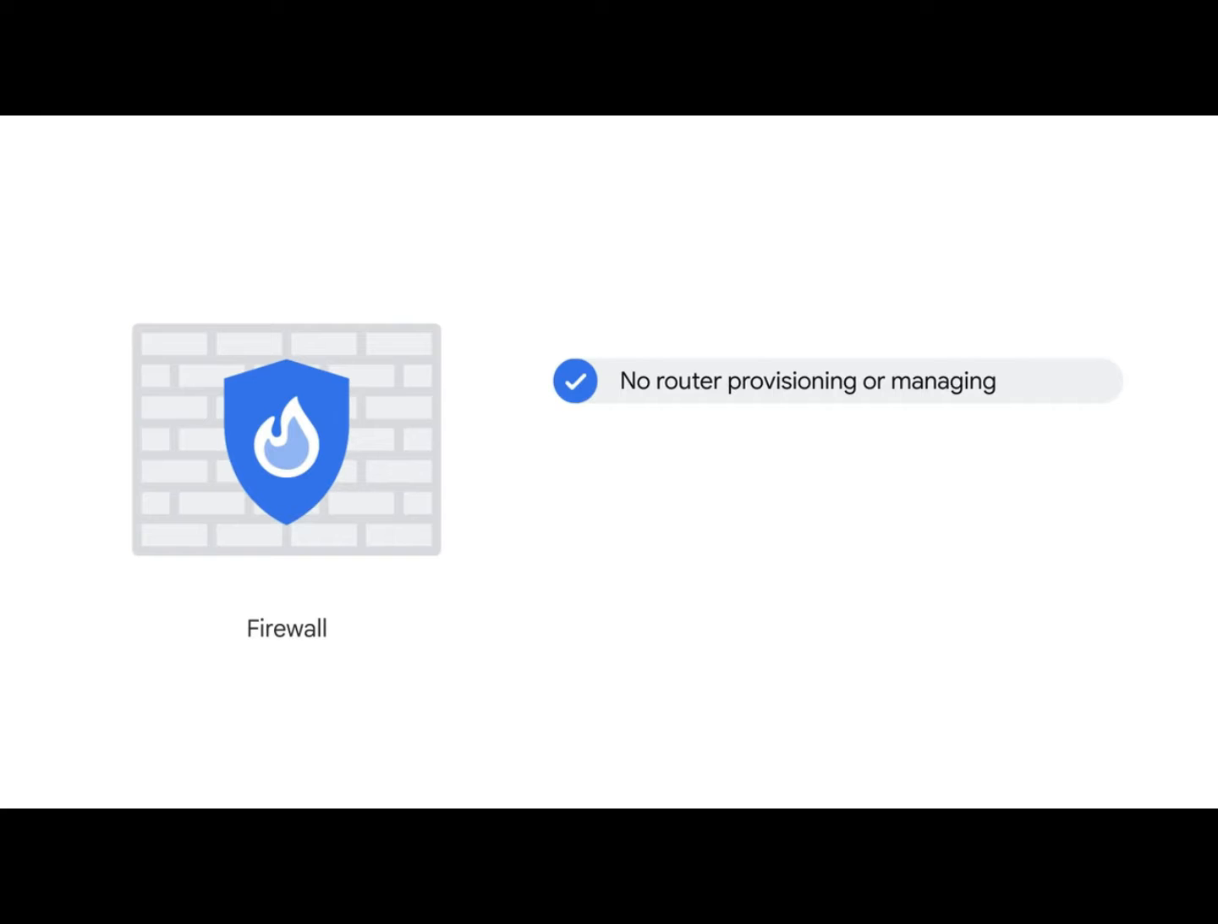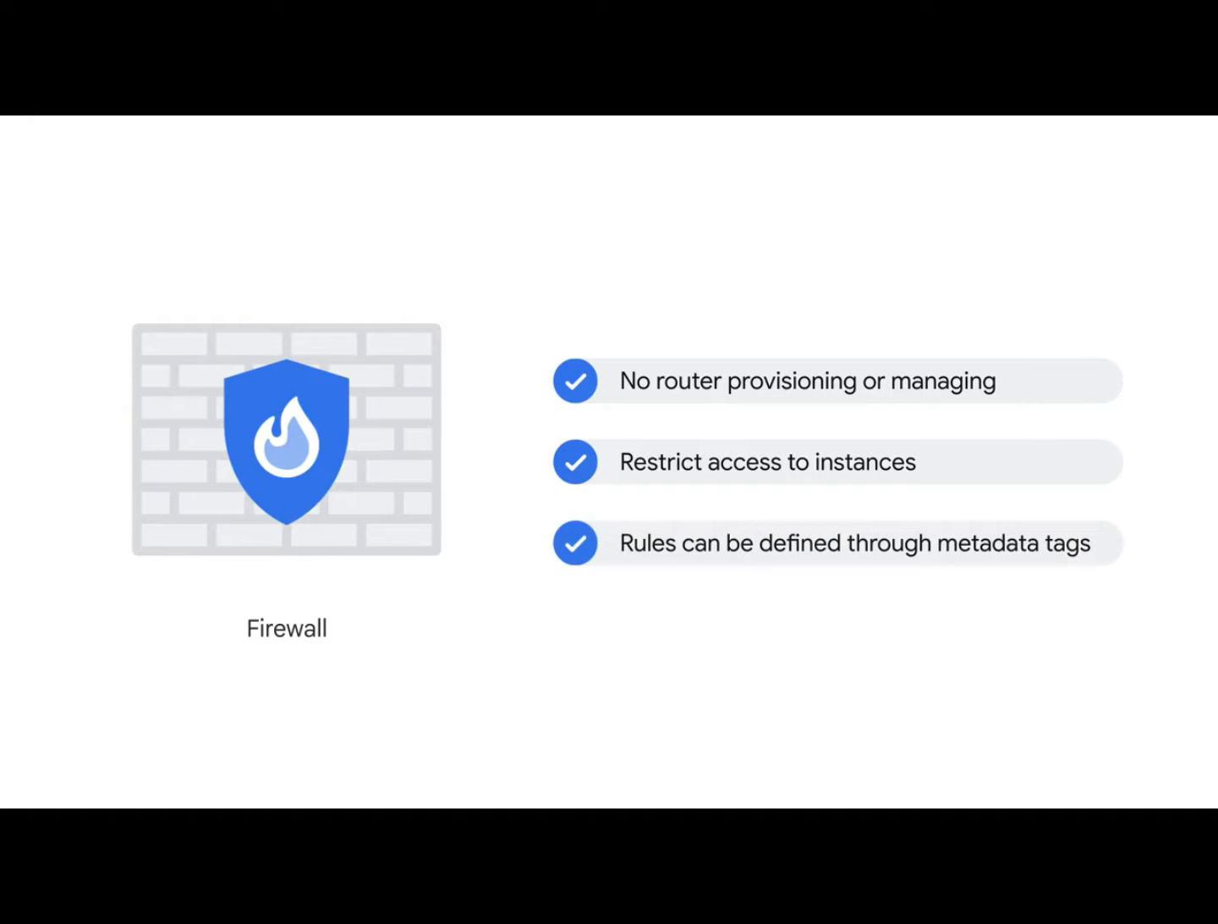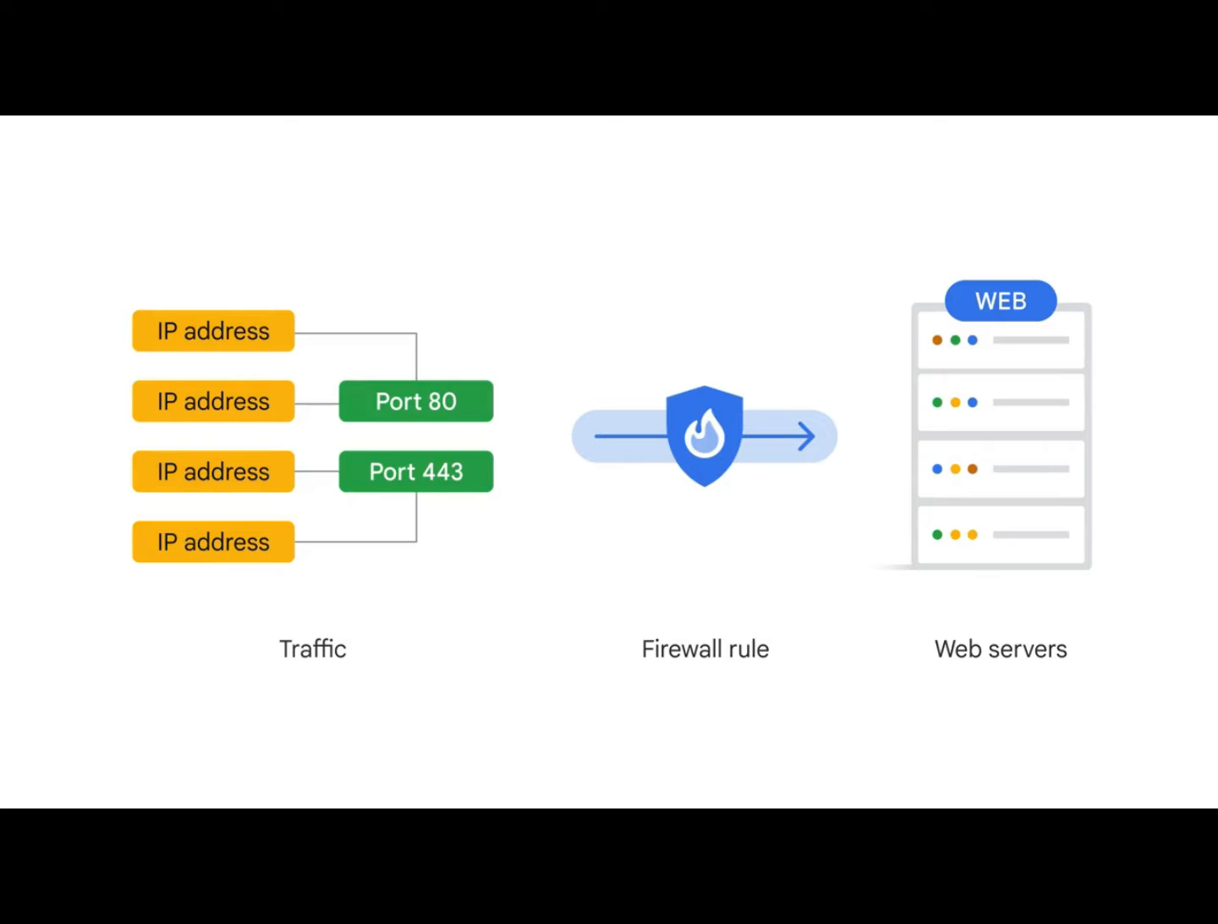Another thing you don't have to provision or manage for Google Cloud is a firewall. VPCs provide a global distributed firewall which can be controlled to restrict access to instances through both incoming and outgoing traffic. Firewall rules can be defined through metadata tags on Compute Engine instances, which is really convenient. For example, you can tag all your web servers with, say, web, and write a firewall rule saying that traffic on ports 80 or 443 is allowed into all VMs with the web tag, no matter what their IP address happens to be.